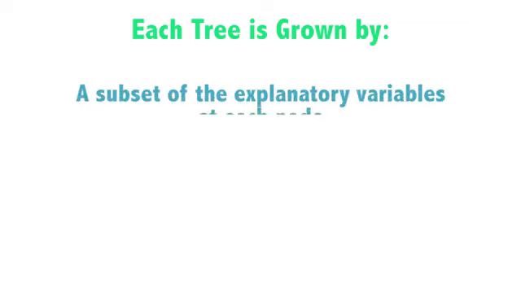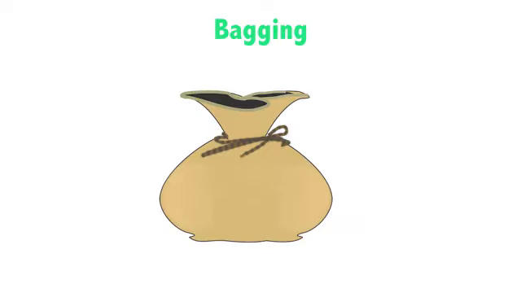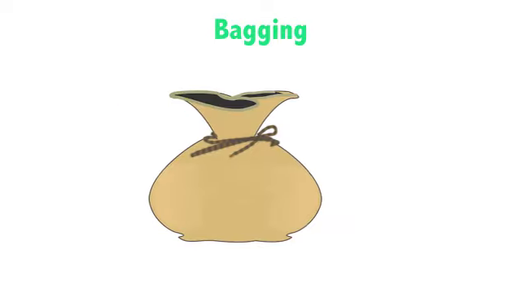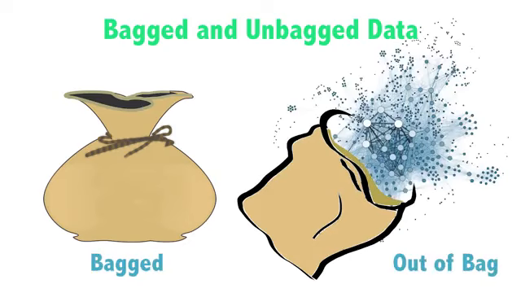The growing of each tree in a random forest is not only based on subsets of explanatory variables at each node, but also based on a random subset of the sample for each tree in the forest. This process of selecting the random sample of observations is known as bagging. Importantly, each tree is grown on a different randomly selected sample of bagged data, with the remaining out-of-bagged data available to test the accuracy of each tree.